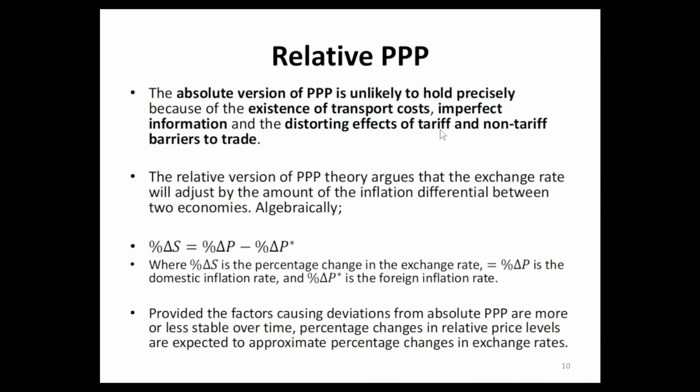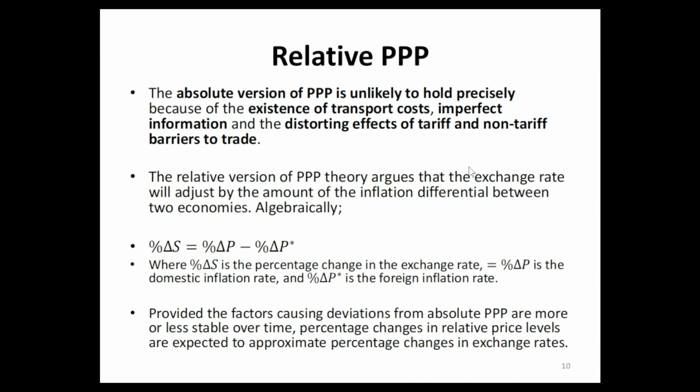Relative purchasing power parity የሚለውን ስናይ, just the absolute version of PPP is unlikely to hold precisely because of the existence of transport costs, imperfect information and distorting effects of tariff and non-tariff barriers to trade. እንግዲህ relative purchasing power parity ብዙ ሂደቶችን ያካትታል ምክንያቱም እዛ ውስጥ ትራንስፖርቴሽን አለ, ኢምፐርፌክት ኢንፎርሜሽን አለ, እነዚህ ታሪፍ እና ኖን ታሪፍ ባሪየሮች ወይም በንግድ ሂደት ላይ ያሉ መሰናክሎች አሉ. እነዚህ ስላሉ አብሶሉትሊ ማግኘት አንችልም ብሎ ነው የሚያስበው ይሄ ቲዮሪ ማለት.